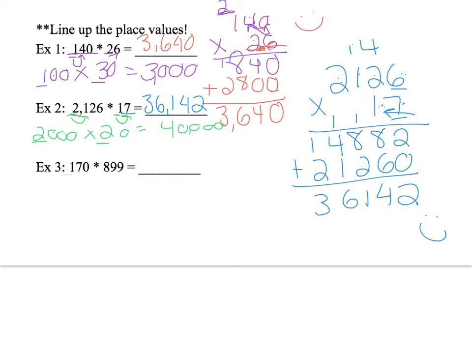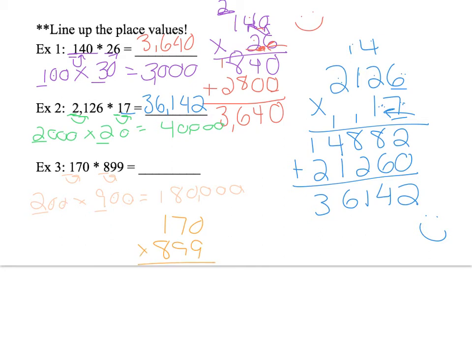170 rounded to the largest place value, the hundreds, is 200 times 899 rounded to the largest place value, the hundreds, is going to be 900. 2 times 9 is 18. We have 1, 2, 3, 4 zeros. And that's 180,000 is our estimate. Now to multiply these two numbers, we have 170 times 899.